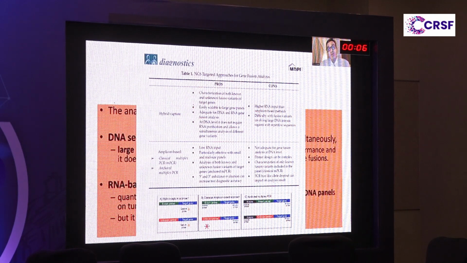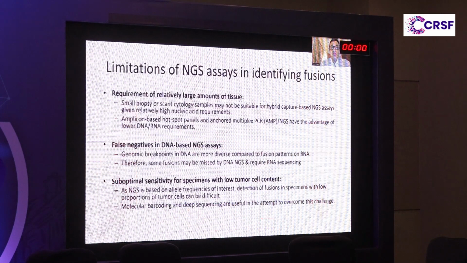Another important thing is that for NGS-based assays, we have to be familiar with which technology is being used for screening of these fusions, whether it is a hybrid capture or amplicon-based assay, because each of them has its own pros and cons. The major advantage of amplicon-based assay is that it can work with a low RNA input, which is very common in lung cancer, but at the same time it can miss some unknown partners. So for that we have to be very careful.